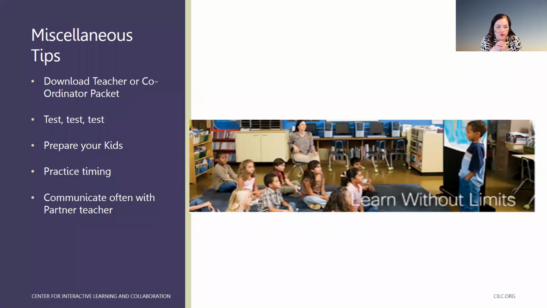So this is just a little reiteration of things we've already said. When you go to register your program for your Read Around the Planet program, there are some resources on the Read Around the Planet page. So download your teacher or coordinator packet. Test, test, test. Make sure things are going to work. Also, if you test in one place and plan to have your event in another place, that's a no-no. You need to test in the area that you're going to be using for the actual event. You need to prepare your kids, practice the timing on things. If you've got 15 minutes, make sure your kids can get done in 15 minutes.